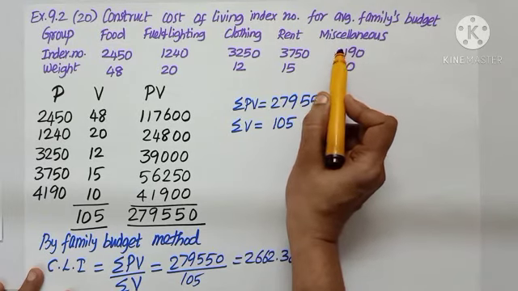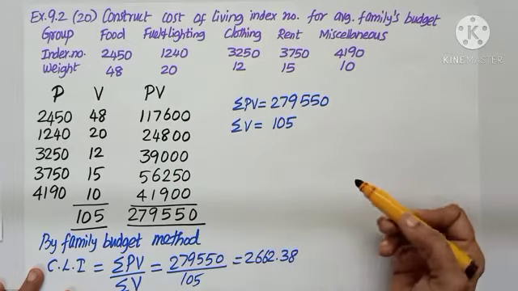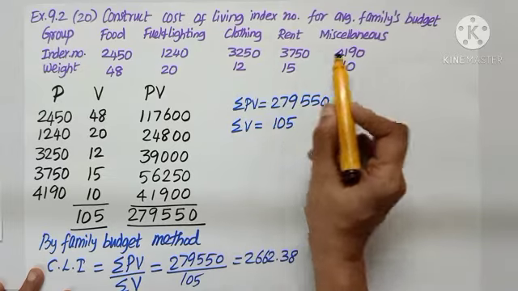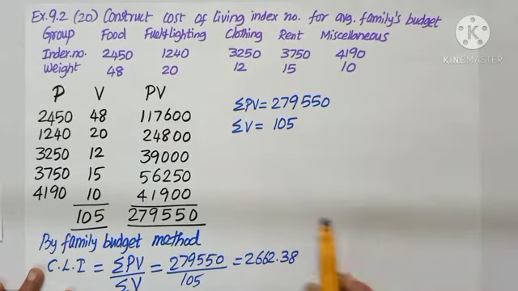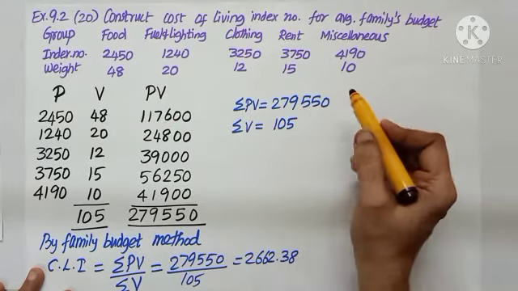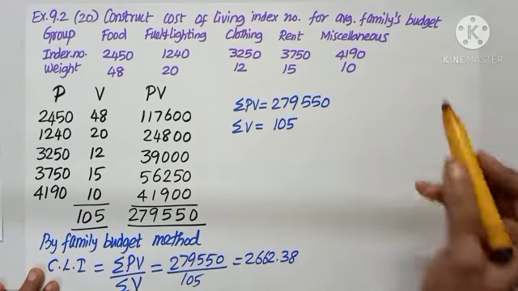Every term will not be allotted the same amount. The weightage differs for food or fuel or clothing or rent or miscellaneous. So, based on the weights allotted, we find out, and that method we call family budget method.